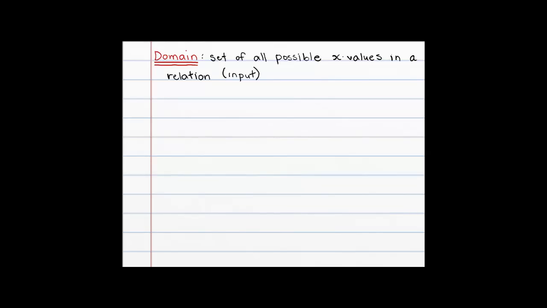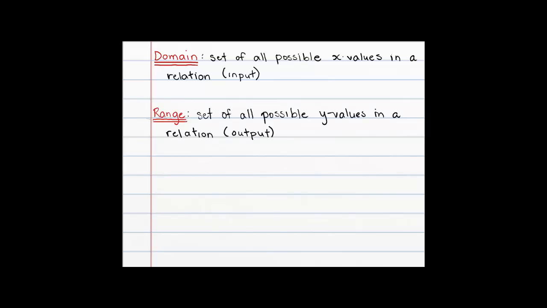So now we can talk about a domain. The domain for a relation is the set of all the possible x values that can be put into that relation. So when we talked about relations, we said that relations are sets of ordered pairs. The x values are also referred to as the input, and all of the possible x values that can be put into that relation are called the domain.